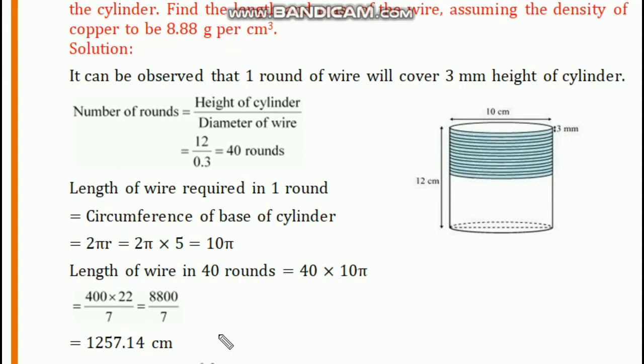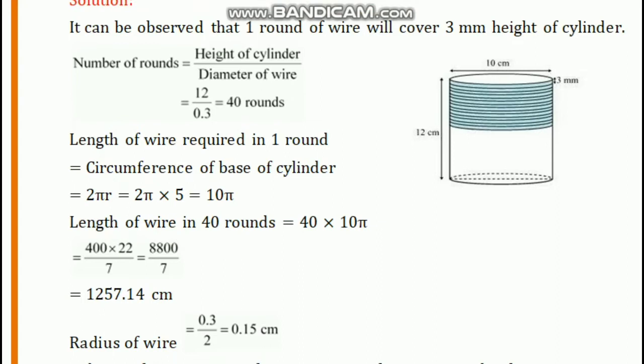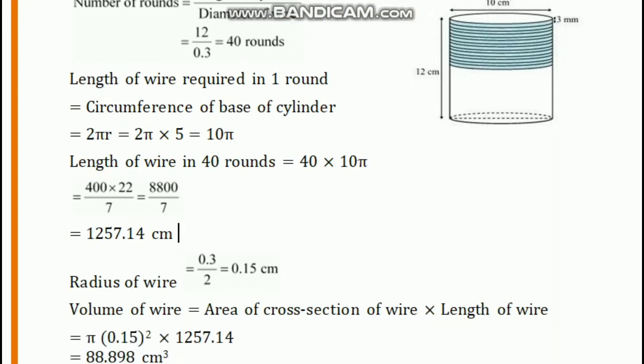Next we need to find out the mass of wire. So for the mass of wire, before that we need to find out the volume of wire, because we know that mass equals volume into density. So that is mass. So for that, first we need to find out the volume of wire. Already given the radius of the wire.